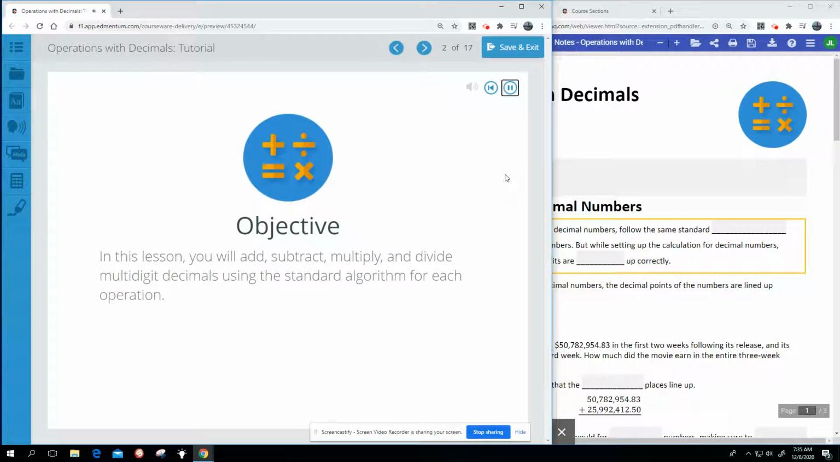In this lesson, you will add, subtract, multiply, and divide multi-digit decimals using the standard algorithm for each operation.